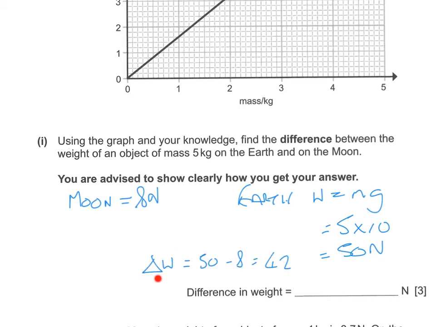So I've just used delta W here, don't worry about that. The difference in the weight, you can just write that in words, is 50 minus 8, which gives us 42. And so our answer is 42 newtons.